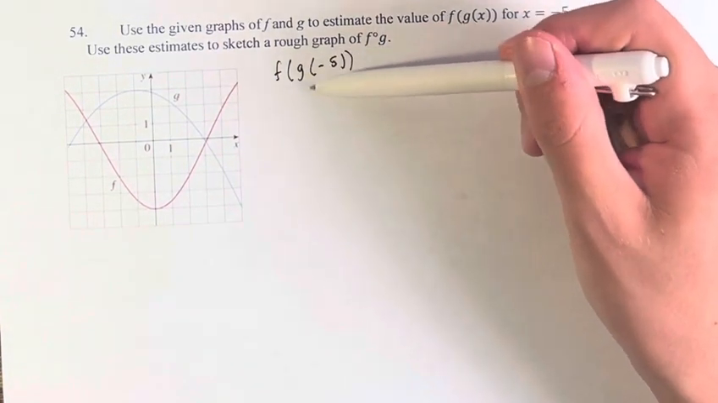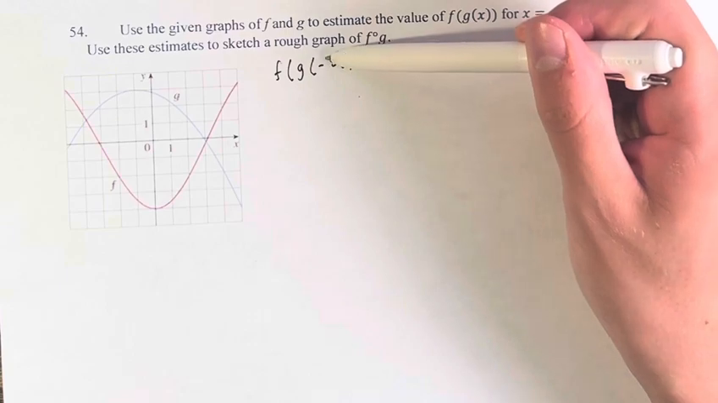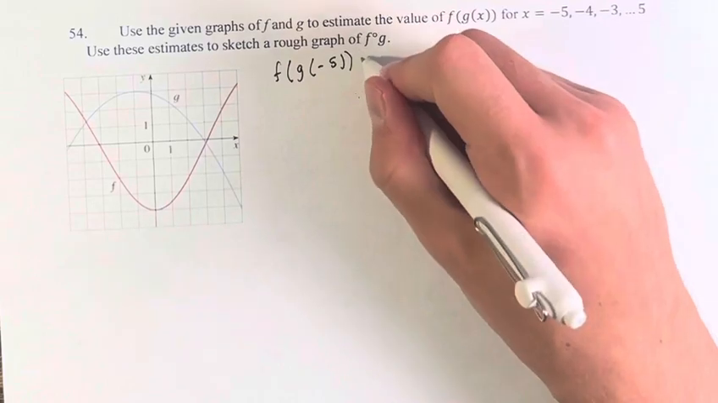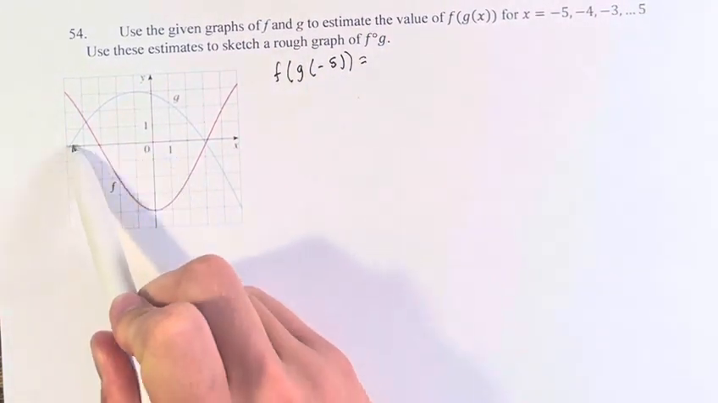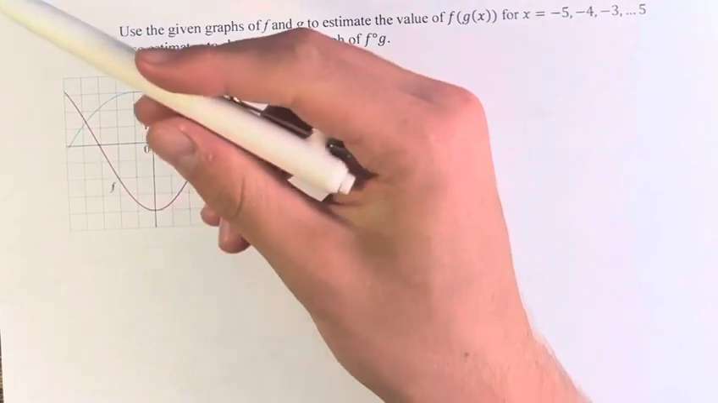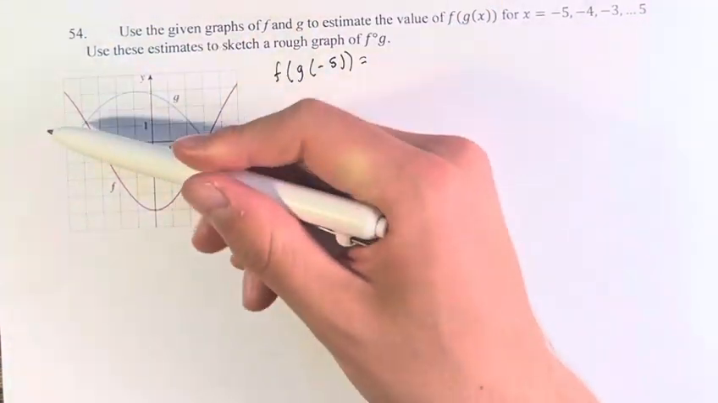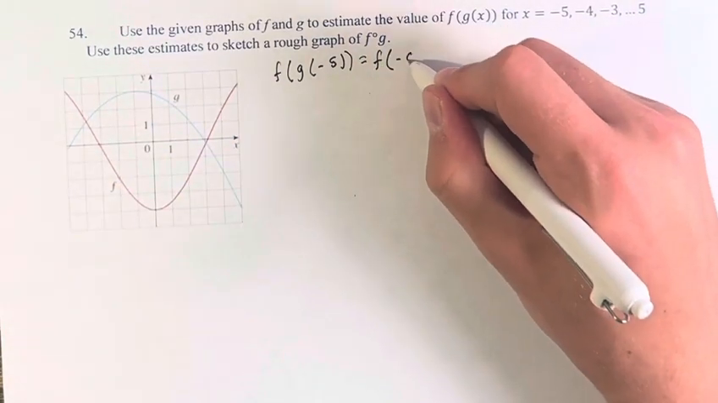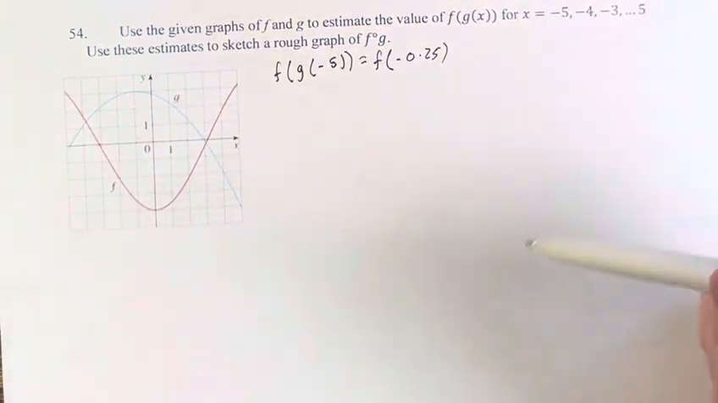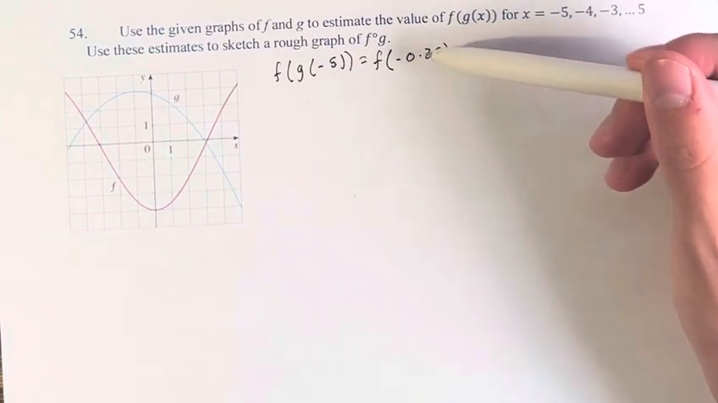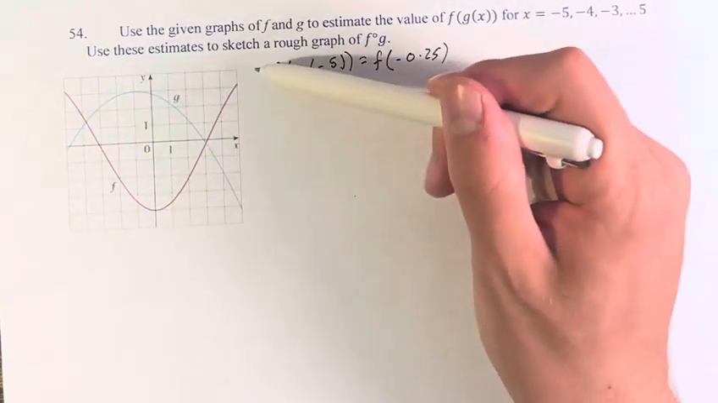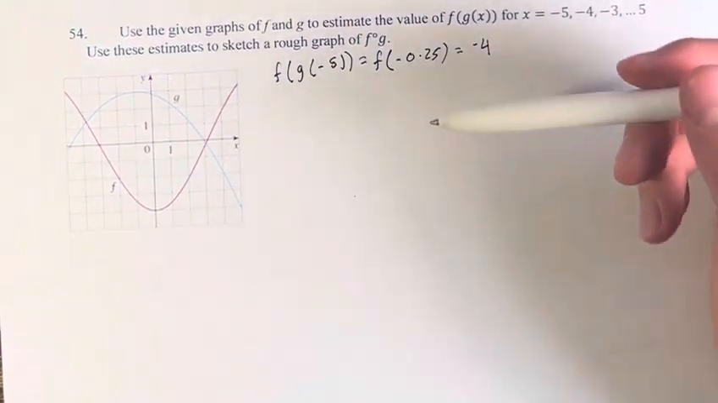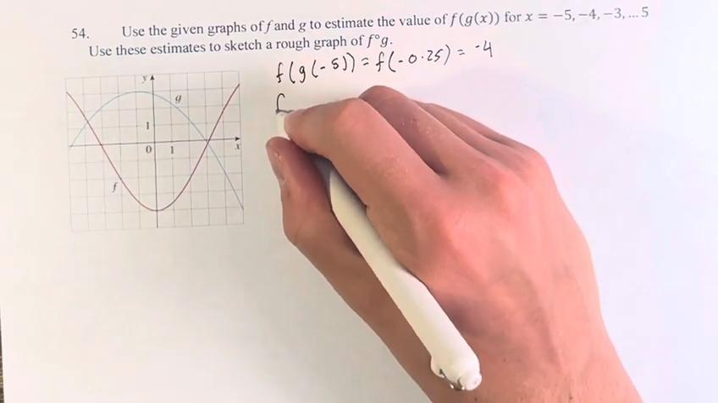We evaluate the function g at whatever value we have, and then whatever that spits out, we take f of that value. So here, g of -5: if we go to x equal to -5, we can see that the function g, which is in blue here, is a little bit under 0. So this is f of, let's call it -0.25. Now we go to this x value and see what we get for f, which is the red function. And that is right around -4. We repeat this process for all of our other points.